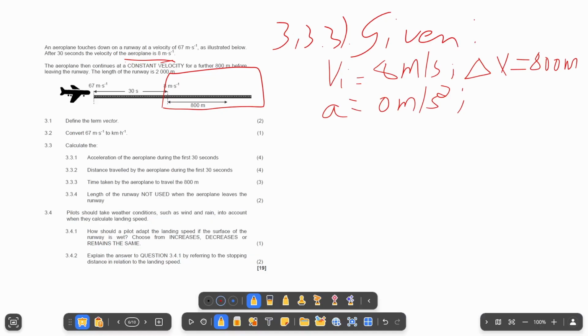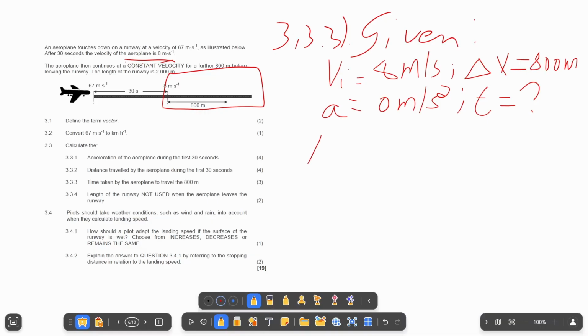Right? And what are we supposed to calculate? Time. Time, t, is unknown. Now, can we get a formula with all this that we know? And the one that we don't know, so that we can calculate it. Is everything here? Yes.